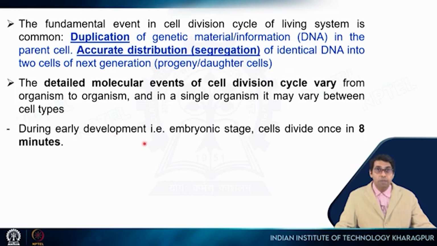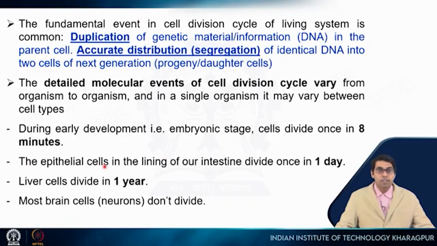So during early development, that is in the embryonic stage, cells divide once in 8 minutes. So they divide very fast, right? And in that case, actually what happens is we start with a large cell, and then it becomes smaller and smaller and smaller. And that is why you will see that these egg cells are so big, because they have to contain enough nutrient and enough material so that multiple rounds of cell division can happen.